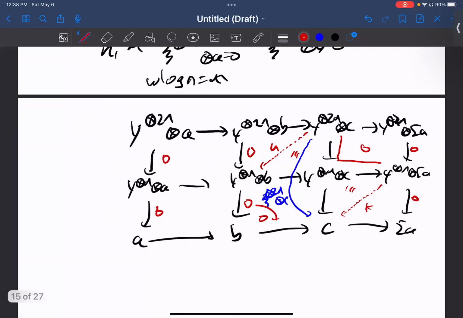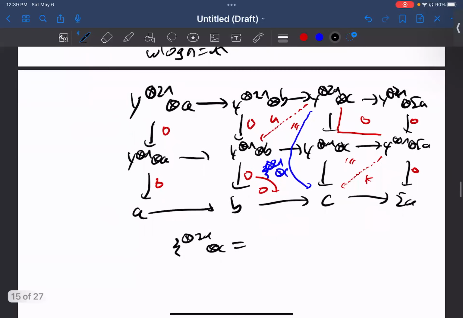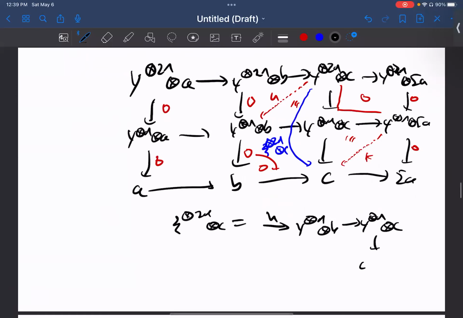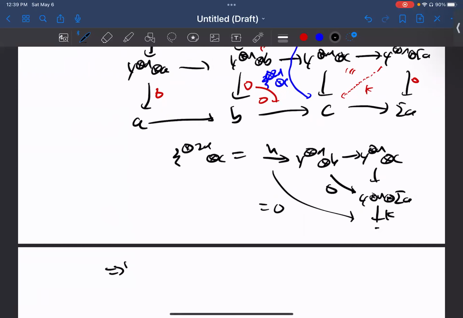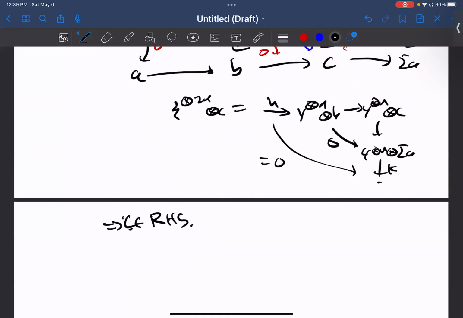And then we see that this composite is going to be the same thing as doing, first going by H down this way, and then you compose across. Now this composite here is 0, and then you compose by K. So in particular, it's 0. So therefore, B is in the right-hand side, or C rather. And therefore, we have the claim.